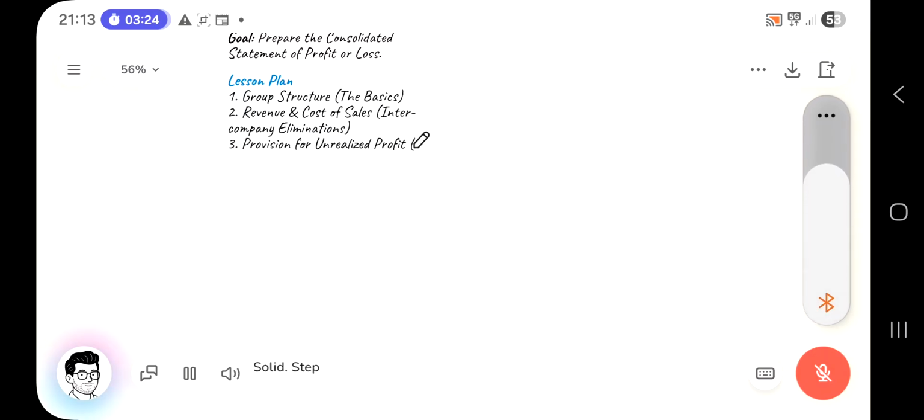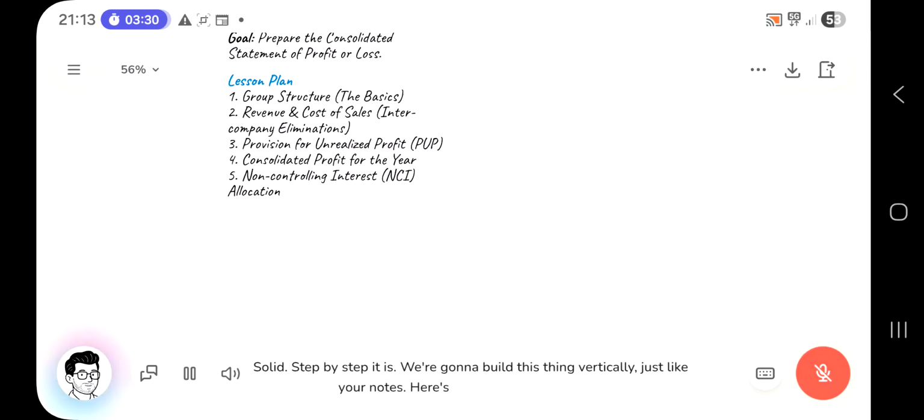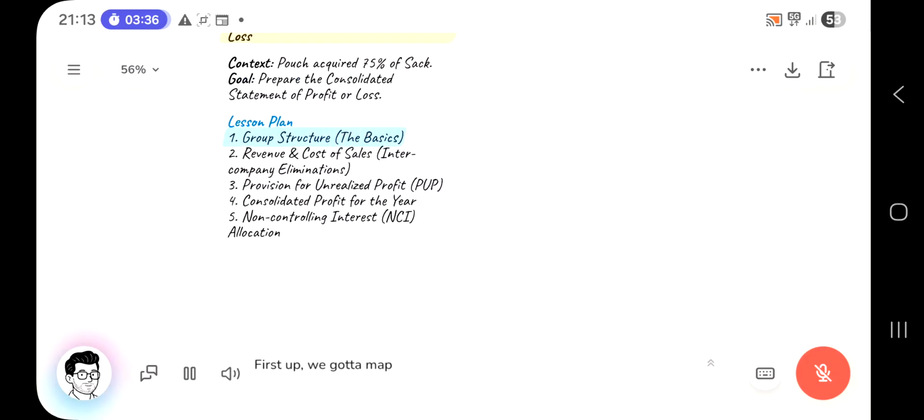Solid. Step by step it is. We're gonna build this thing vertically, just like your notes. Here's our game plan for today. First up, we gotta map out the family tree. In accounting terms, we call this the group structure. It tells us who's in charge and who else owns a piece of the pie.